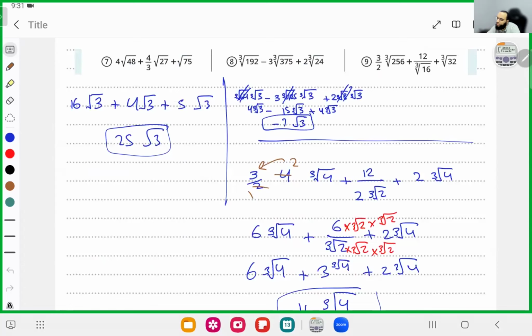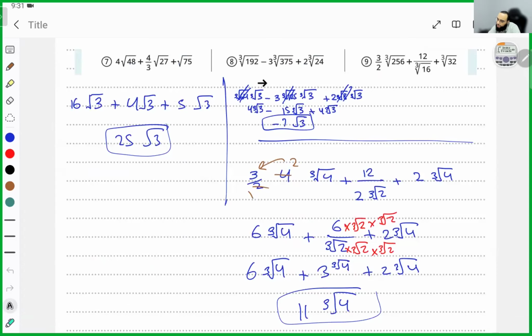I decomposed 192 into 64 times 3, because the cubic root of 64 is 4. And 375 I decomposed into 125 times 3. This part is 5, 5 times 3, 15. And this part I decomposed into 8 times 3, and this part is 2, 2 times 2, 4. Okay? 4 minus 15 is negative 11. Negative 11 plus 4 is negative 7. And root 3 as itself. Okay.